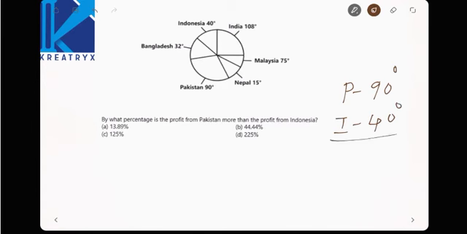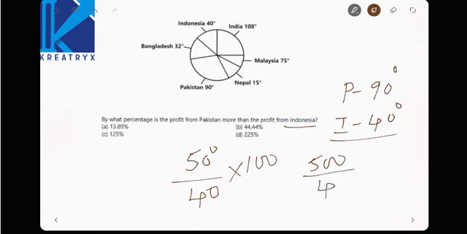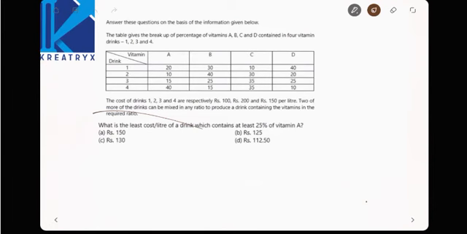Now see here, final minus initial by initial. 90 minus 40 is 50, and you have to compare with Indonesia. So the denominator must be Indonesia into 100, right? So 500 by 4 is the answer, right? Am I right? Now what will be the increase in percentage? Will it be 125? Yes, C option. Now this is the way to observe the questions. Okay, yes. Now see the next data.